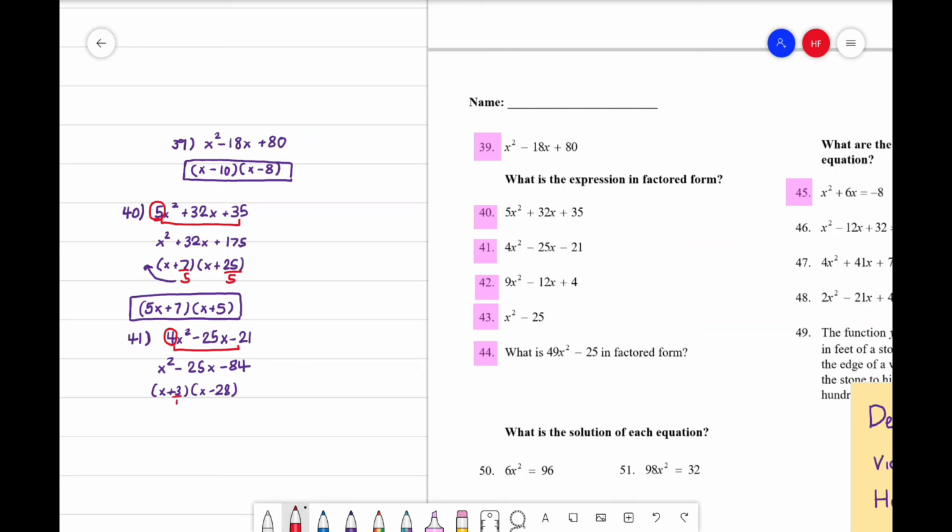And then we'll divide by 4. This creates a fraction, 3/4, so the 4 comes out to the front. 4x plus 3. 28 divided by 4 is 7, so x minus 7.